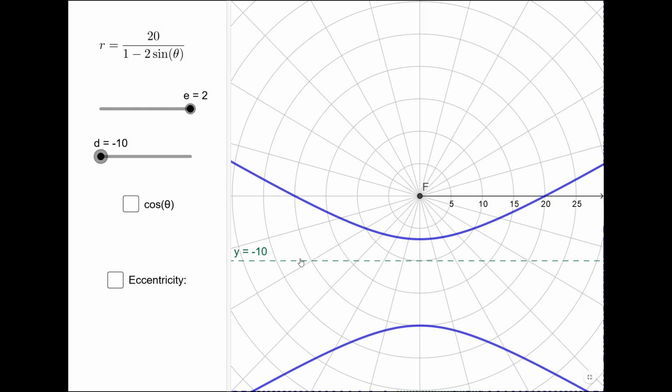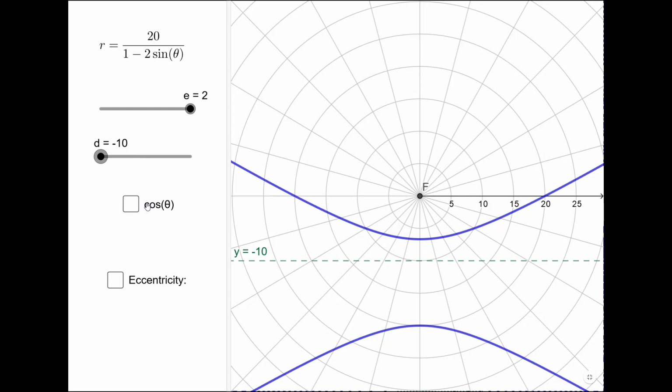So again, if the directrix is negative, the primary, the first half of the hyperbola is going to open up. And again, in the denominator of our equation, we have 1 minus 2 sine of theta. So that minus reflects that we have a negative directrix. But the numerator is still a positive 20. So it's the eccentricity 2 times the 10 of the directrix. The negative, we don't have to worry about that. We'll just keep it as an absolute value, or always positive.